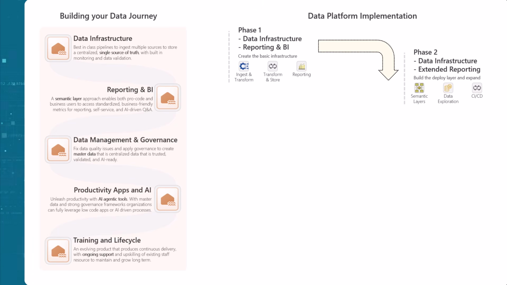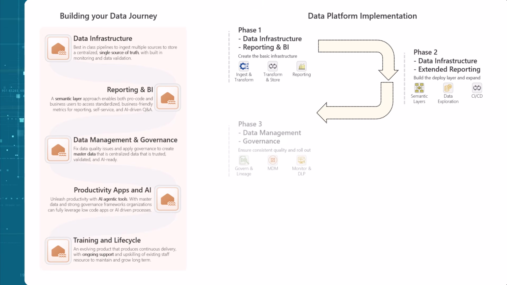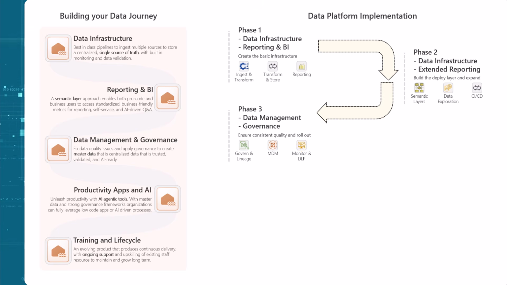Phase two might be extend this infrastructure, give that deployment layer to CI/CD, and then do some additional reporting. This is where we can have more of that semantic layer, maybe allow self-service, a bit more data exploration as well. Phase three, again, this is where we implement the maintenance, the MDM, and the governance. This is ongoing. We do some of this in phase one and phase two, but this is really a phase where we can focus on this and get all of this implemented.